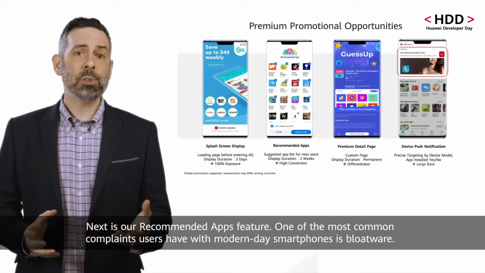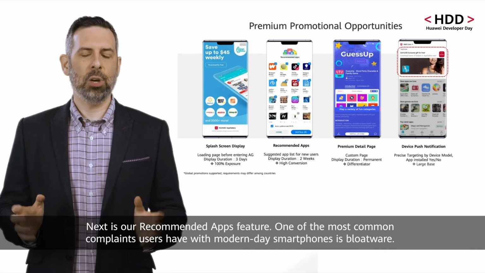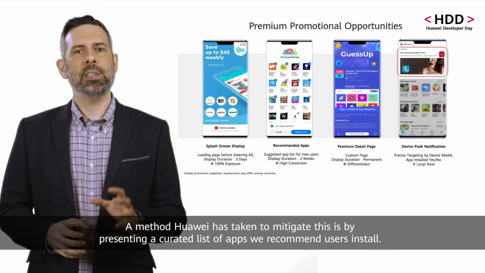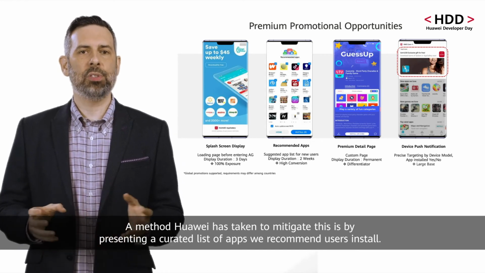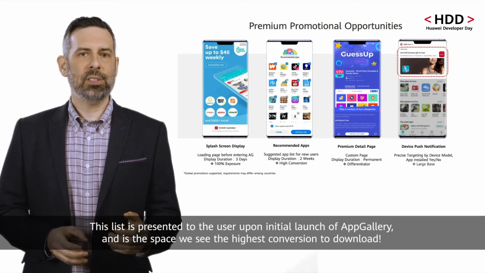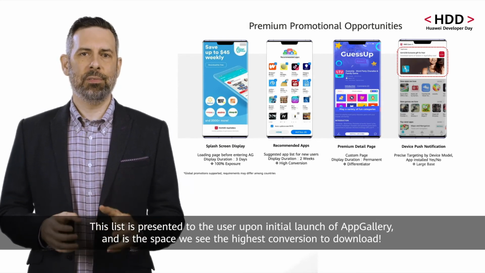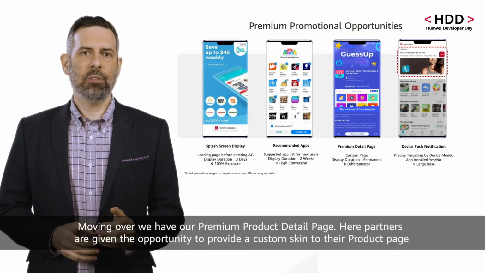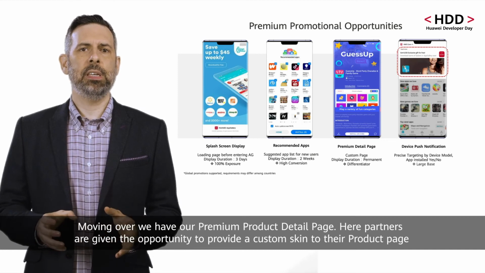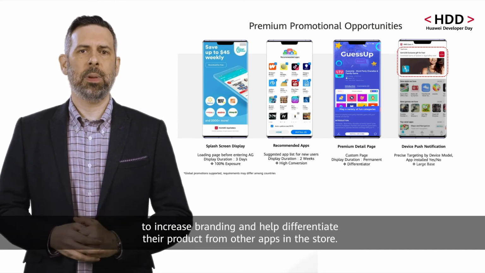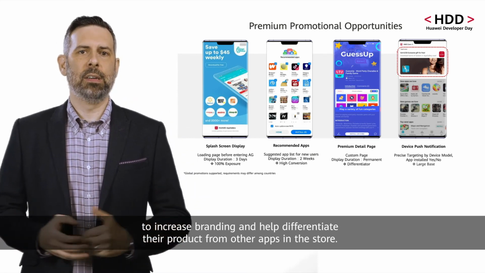Next is our recommended apps feature. One of the most common complaints users have with modern-day smartphones is bloatware. A method Huawei has taken to mitigate this is by presenting a curated list of apps we recommend users install. This list is presented to the user upon initial launch of App Gallery and is the space we see the highest conversion to download. Moving over, we have our premium product detail page. Here, partners are given the opportunity to provide a custom skin to their product page to increase branding and help differentiate their products from other apps in the store.